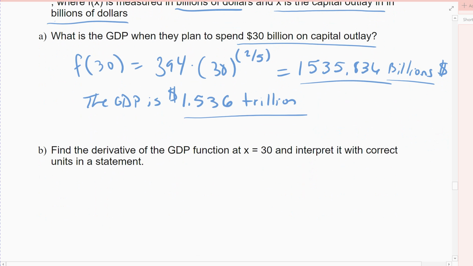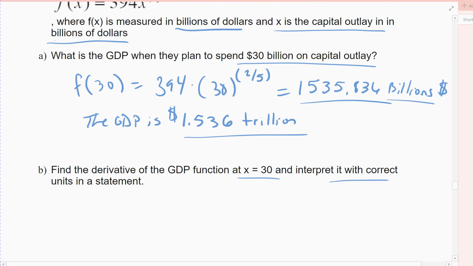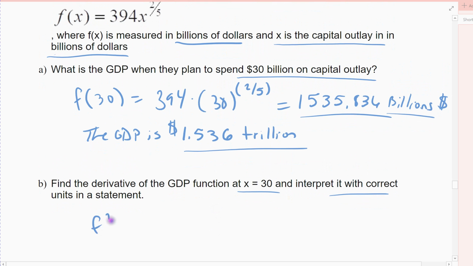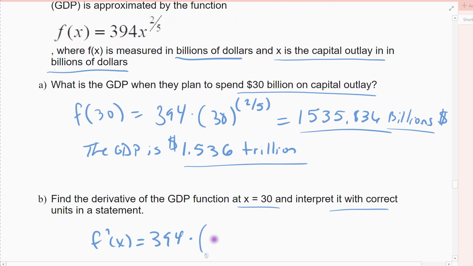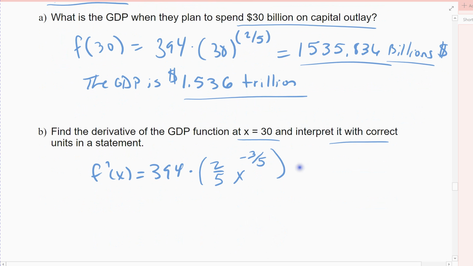Alright, same question, part B. Find the derivative of the gross domestic product at 30 and then interpret what it means in context. Alright, so the derivative first. This is just a power function. So 394 is the constant that comes along. The derivative of the power part, pull my 2/5 out. X raised to the 2/5 minus 1 is going to leave me with negative 3/5. I will simplify that. So 2/5 times 394 comes out to 157.6 times x raised to the negative 3/5. Alright, so there's my derivative.